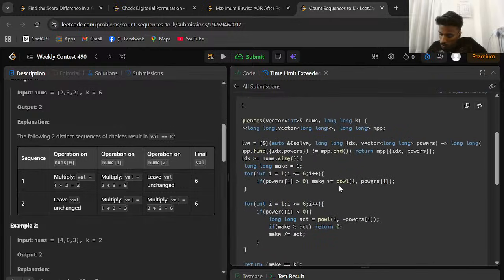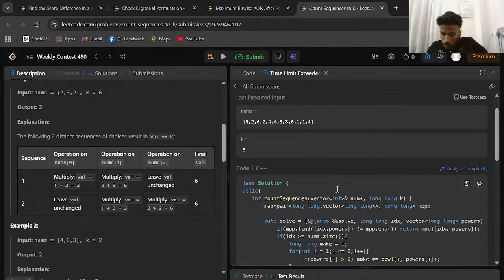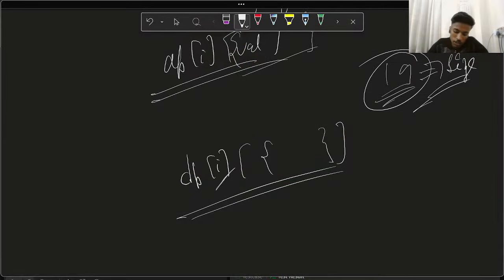So see here, what I'm doing is I'm creating a map. A map can help you transfer the information. The key is a pair: first of all the index, and second the powers array. I am passing this powers array and the index, and the value is the answer you can get on this particular index with this powers array. So this I was storing.